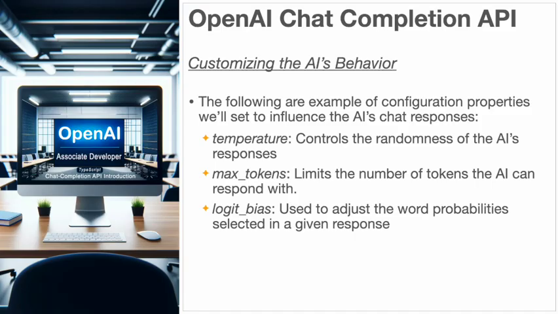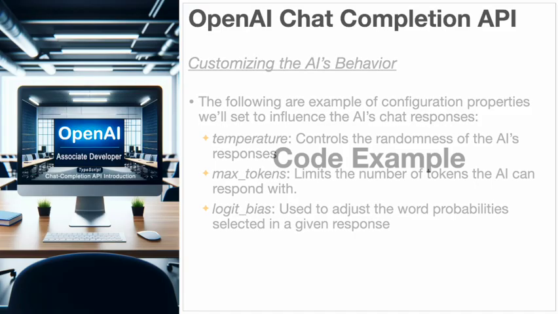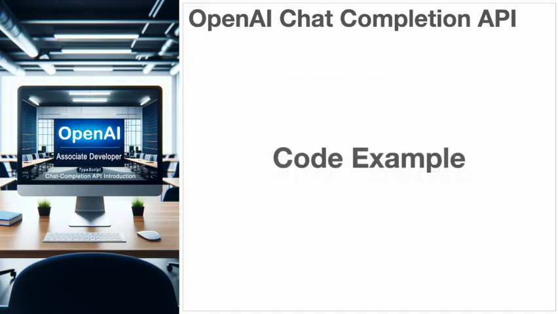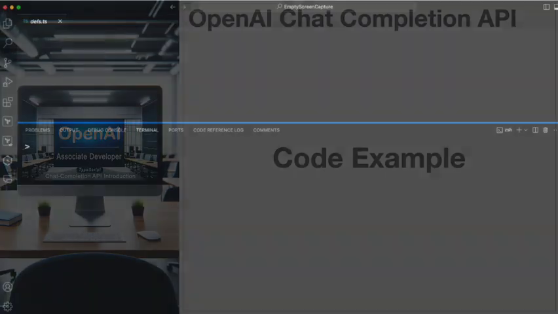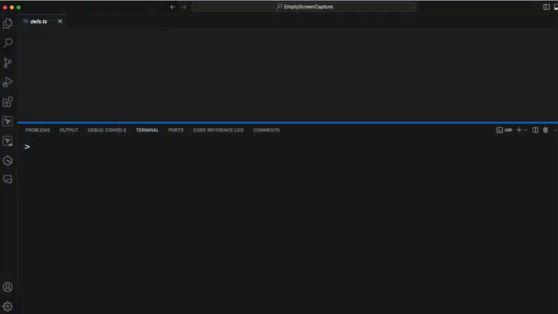Now that we have an idea about the Chat Completion API's capabilities, let's transition into writing our TypeScript codebase to interact with the OpenAI Chat Completion API. If you'd like to follow along, open the ch1ex1 branch in the course repository, and let's get started. In our project, we have two TypeScript files in our source directory, defs.ts for defining the messages and options components, and main.ts for the main script.